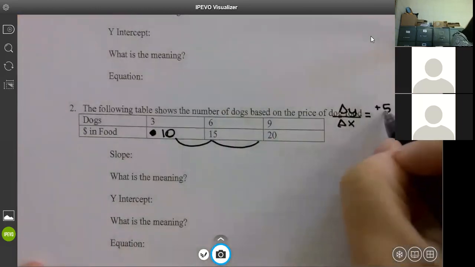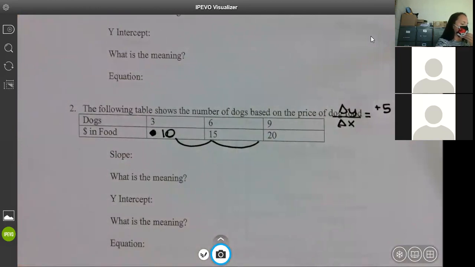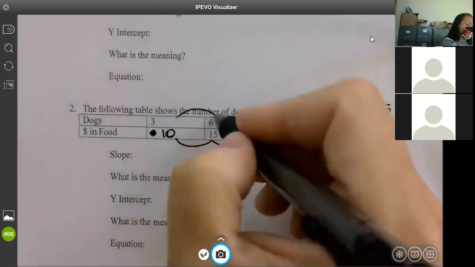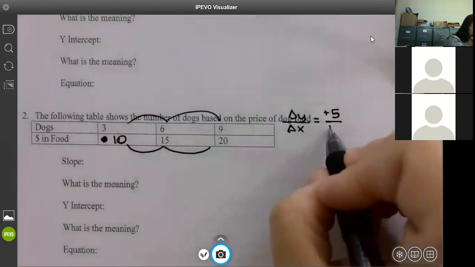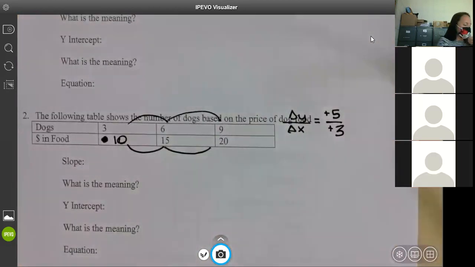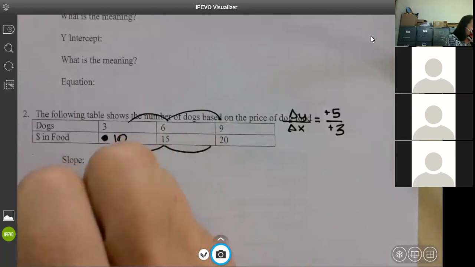And I'm going to put a plus 5 because it's going up. So positive 5. Now check the x. How is it moving? So up by 3. Positive 3. Yeah, perfect. Plus 3. So then our slope is that reduced. We can't really reduce it. So it's just 5/3.